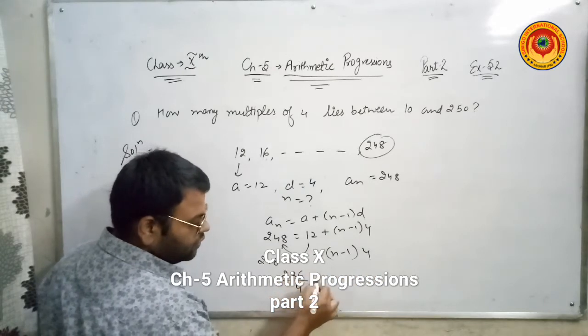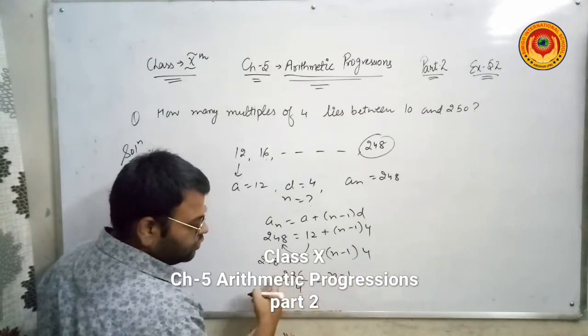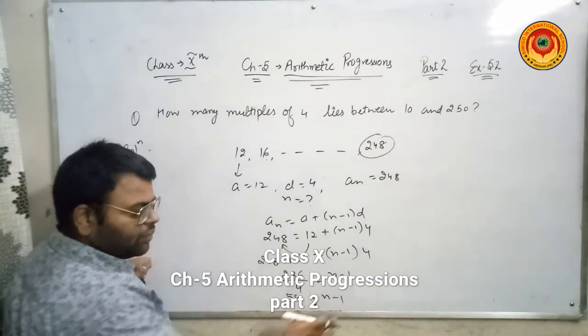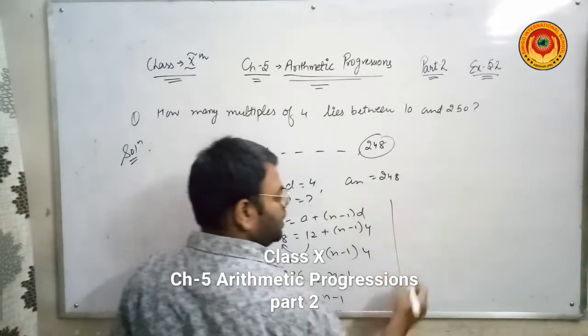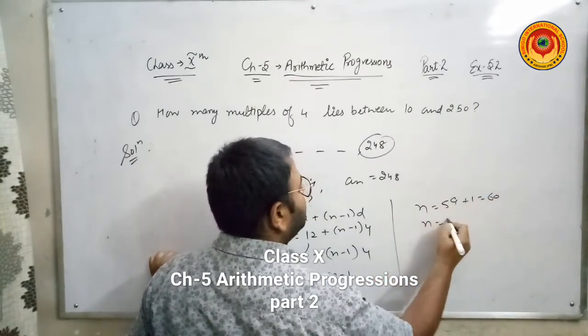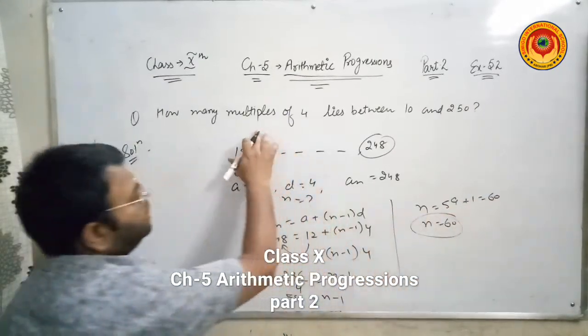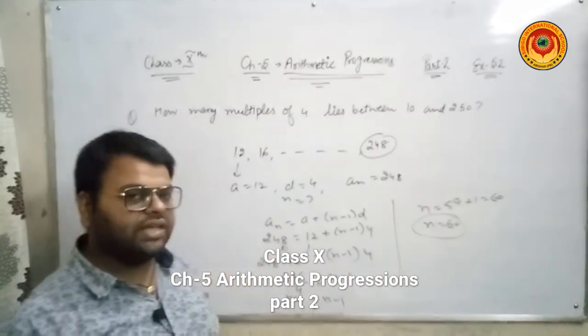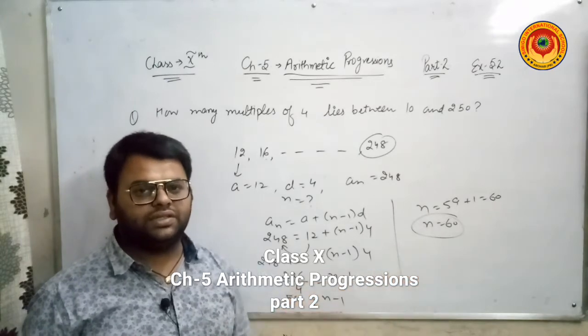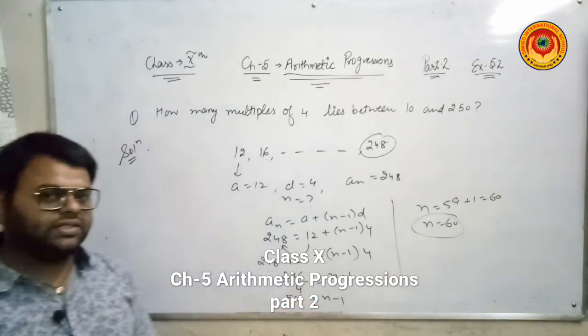236. This 4 goes in division. Yes, 4 5s are 20, 4 9s are 36. So what is your n? Minus 1 shifts to this side. So your n is 59 plus 1, that means 60. How many multiples of 4? If anybody asks how many multiples of 4 between 10 and 250, your answer is 60 multiples. Getting my point? I hope it's very easy and clear to you.